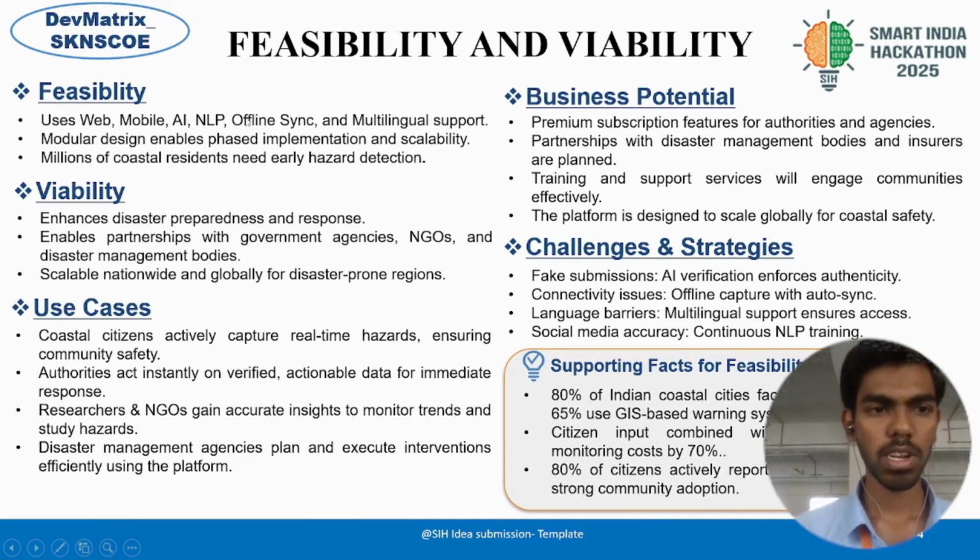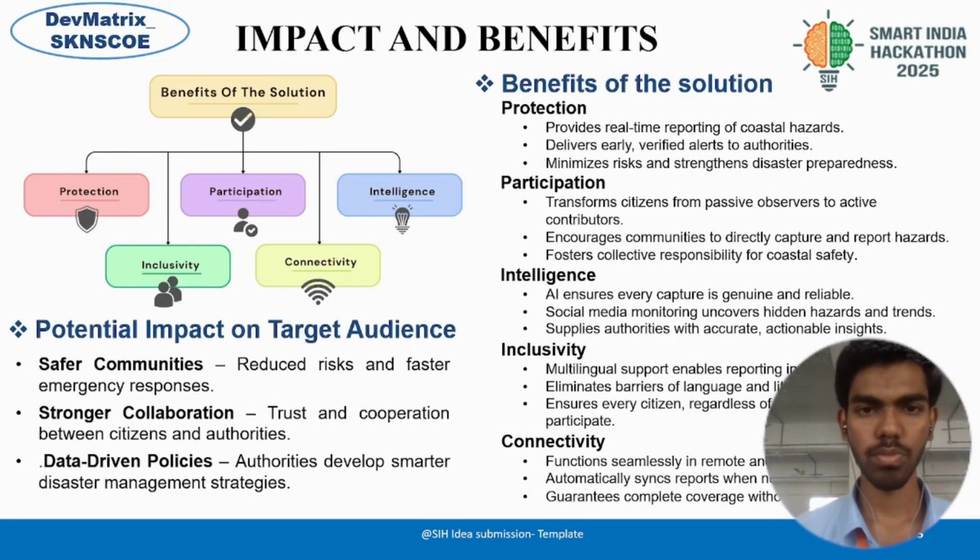Now for feasibility and viability. Millions of coastal residents need early hazard detection, so it is very feasible and very useful in offline areas as well. Viability: it enhances disaster preparedness and response, and is scalable nationwide and globally for disaster-prone regions. We have some supporting facts: 80% of Indian coastal cities face annual flood risk, 65% use GIS-based warning systems, and 80% of citizens actively report disasters, showing strong community adoption. So a community platform is needed for disaster reporting, and that is where our platform will be helpful.